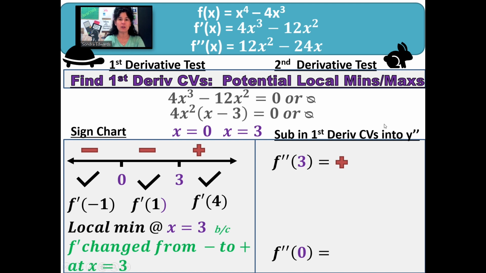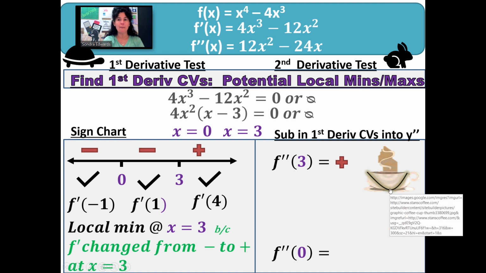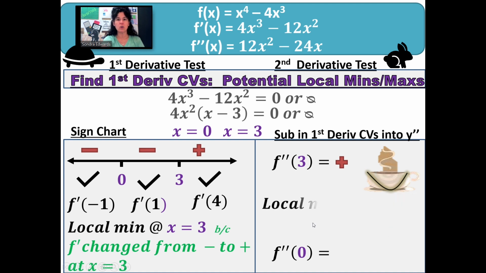So this possible local min or max, x equals 3, showed up on a concave up piece. If it's on a concave up piece, cup up, then we must have a local minimum. All right, so local minimum at x equals 3 because f double prime evaluated at 3 is positive. All right, then how about this one, f double prime of 0? If I substitute 0 into the second derivative, I end up getting 0.